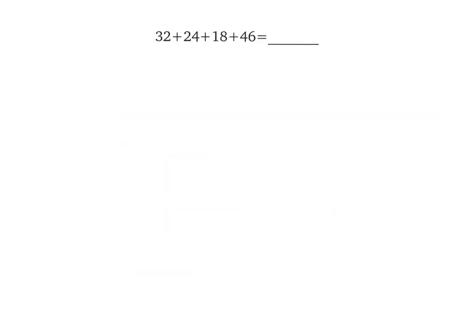Moving on to our third and final activity, we have 32 plus 24 plus 18 plus 46. And I'm seeing some partner numbers. Let's break it down together. I see in my 32, I have 2 in my ones place, and in 18, I have an 8 in my ones place. These are partner numbers.